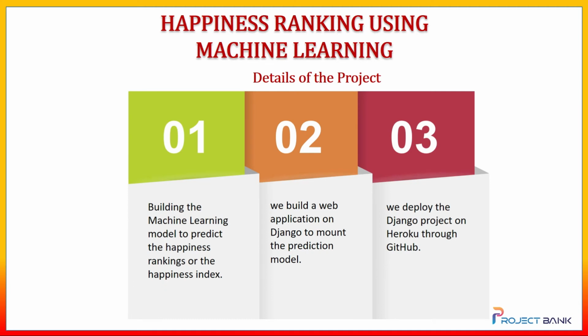Going into the details of the project, it is divided into 3 parts. The first part is building the machine learning model to predict the happiness rankings or the happiness index. Second, we build a web application on Django to mount the prediction model. The third and last part is that we deploy the Django project on Heroku through GitHub.